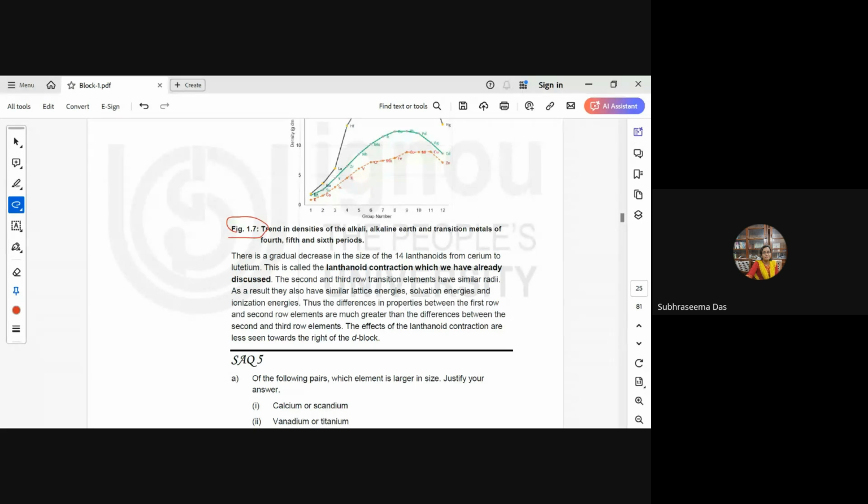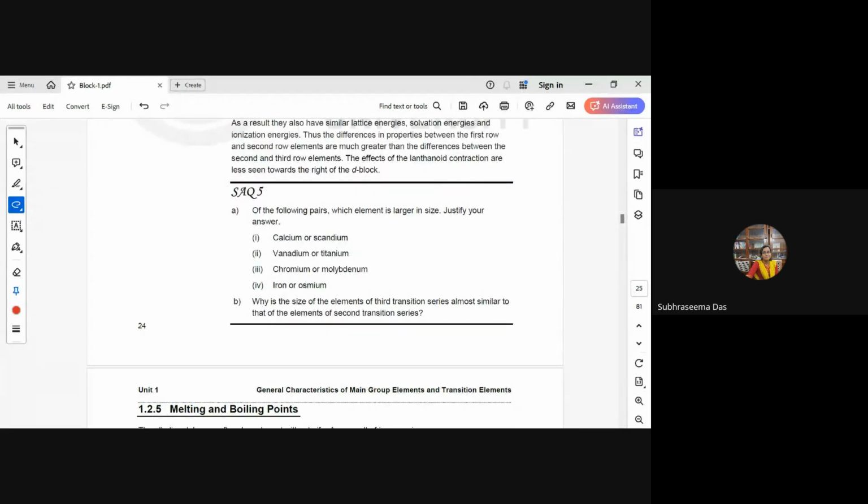Because of similar radii, they also have similar lattice energies, solvation energies, and ionization energies. The difference in properties between the first and second row elements is much greater than that observed between the second and third row transition series. It is all because of the lanthanide contraction that influences the various properties on the right side of the d block.